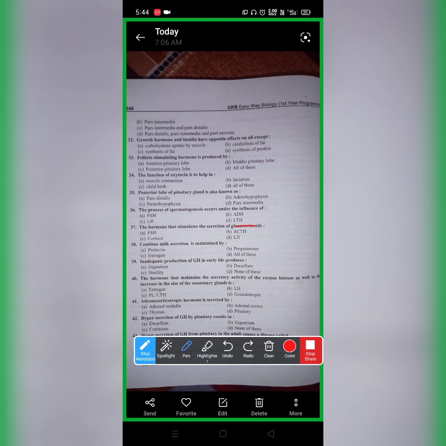Which hormone stimulates the secretion of glucocorticoid? Yes, the answer for this question will be option 2, that is adrenocorticotropic hormone, which acts upon the adrenal cortex to release the glucocorticoid, also called cortisol.